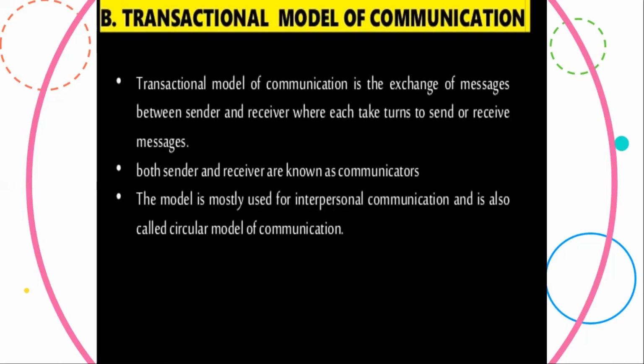Both sender and receivers are known as communicators. The model is mostly used in interpersonal communication and is also called the circular model of communication, meaning the transactional model of communication is sharing ideas by both sender and receiver. In the linear model of communication, only the sender gives the ideas, while in the transactional model of communication, both sender and receiver give and share their ideas.